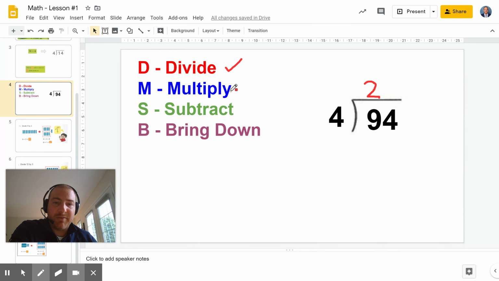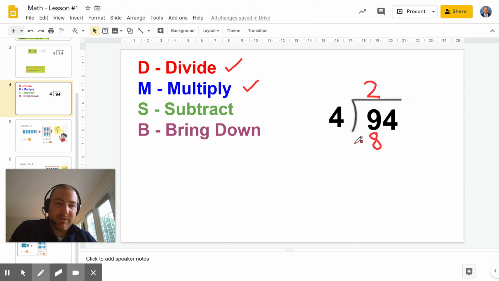Next, I'm going to multiply. I'm going to multiply 2 times 4, and that's going to give me 8, which I'm going to put directly under that 9. 2 times 4 gives me 8, so I've multiplied.